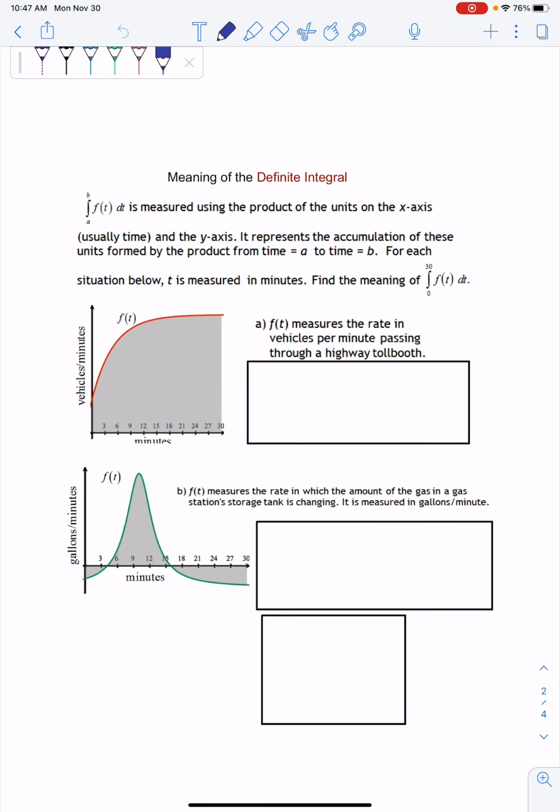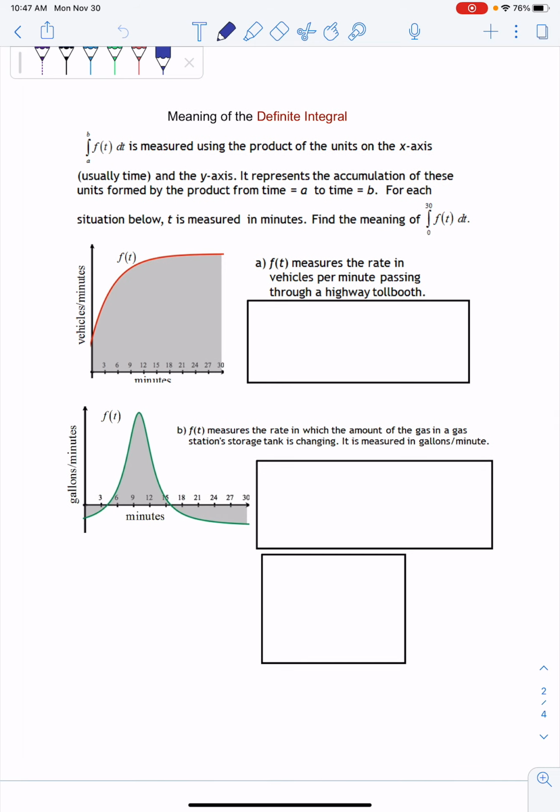All right, guys, a little less intense of a topic today. In fact, this is one that we might just let you do on your own, or we might combine it with another lesson so that we have an extra day at the end of the quarter to work on a few things. But what we're talking about is what the meaning of a definite integral is.